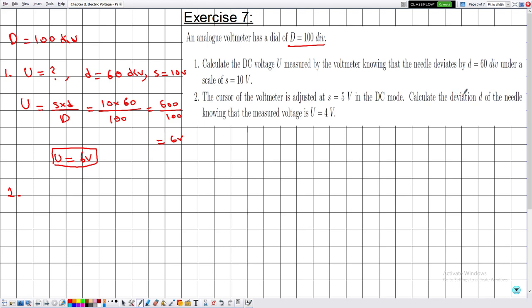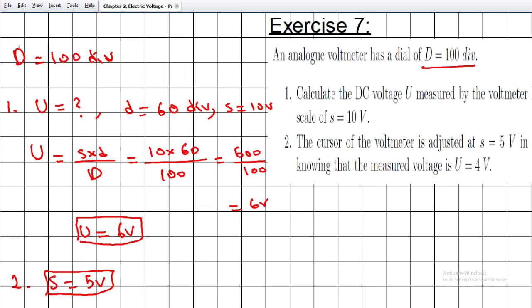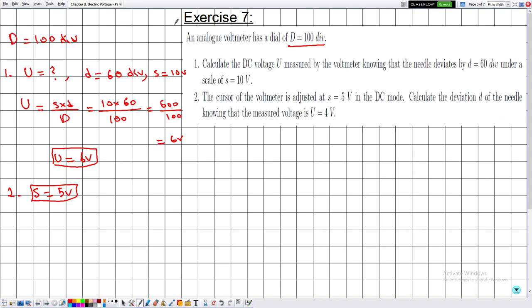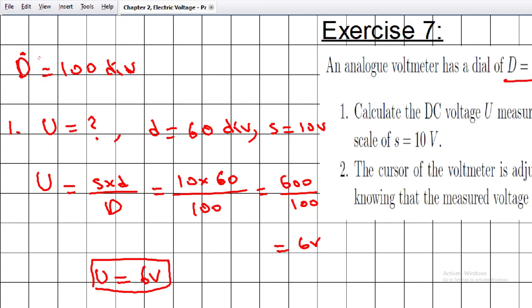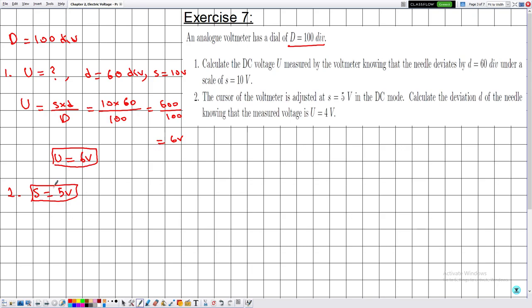Now in number 2, they are telling me the cursor of the voltmeter is adjusted at S equal to 5 volts. So now S is equal to 5 volts. The moment that we change the scale, first let me say the following. The total number of divisions or the DL of the voltmeter that we are using doesn't change. What will happen is that if we change S, the small d will change. The voltage U depends on the electric circuit and doesn't depend on the voltmeter. So capital D and small s depend on the voltmeter itself. D is always fixed. Small d and small s are related together. Whenever one changes, the other changes. So now because S is set to 5 volts, we expect that the small d will change. In the DC mode, calculate the deviation d of the needle. We are interested in determining the value of d.